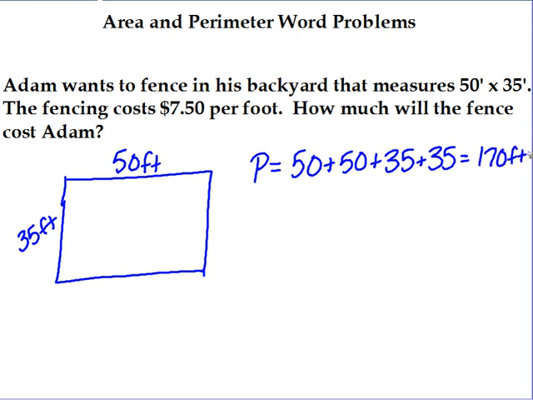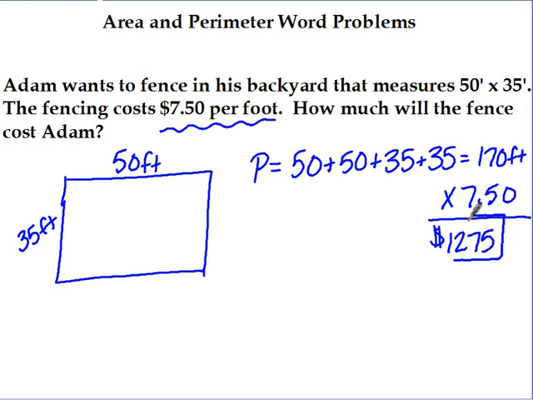Now it says that the fencing is $7.50 per foot. So I'm just going to take that 170, multiply by 7.50, because that's how much it's going to cost, and I get $1,275. Pretty expensive fence there. But fences are expensive, so there you go. Okay, so that's it. That's my cost. Okay, so really the biggest issue with these problems is determining whether you should be finding perimeter or whether you should be finding area.